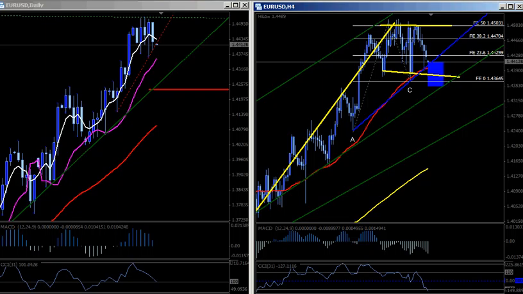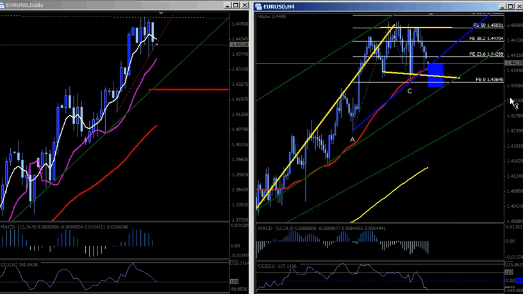So that's what I'm going to be looking at, is to buy the dips, wait to see what the price action is going to give me, and then buy the dips.